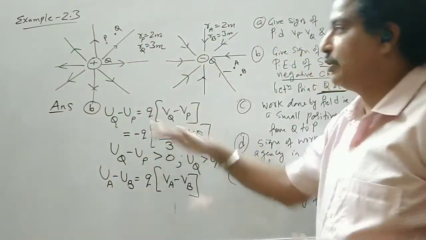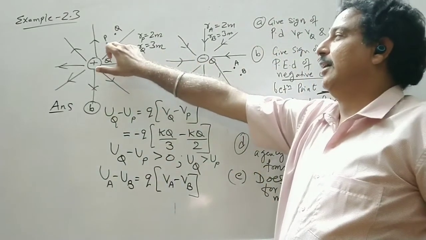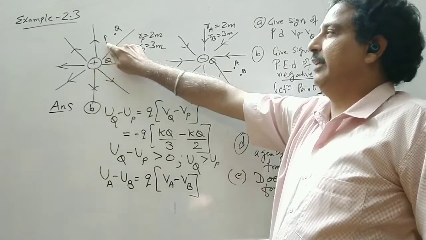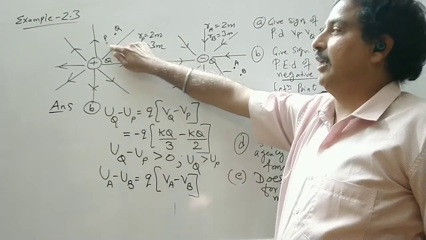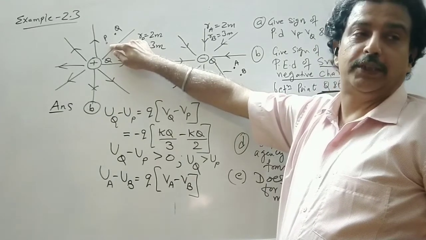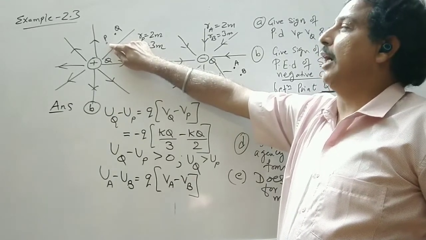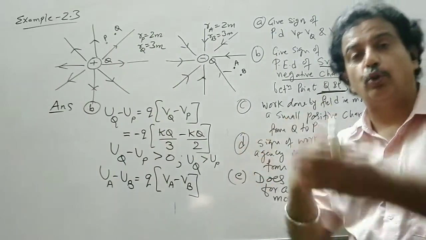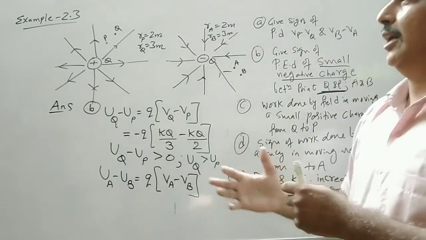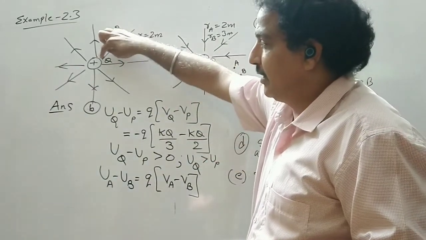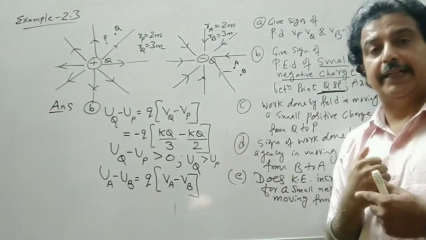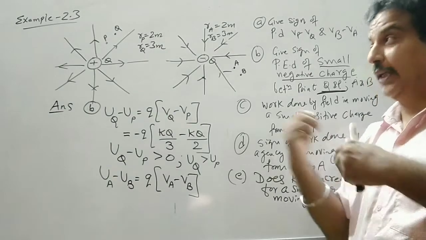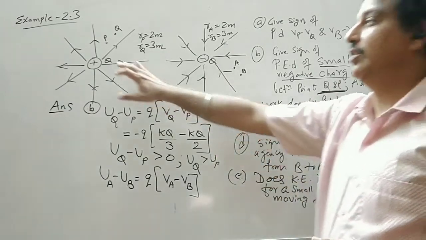So instead of this solution, I can directly tell you. So right here we have a negative charge. Final minus initial. So initial is P. So I want to direct the negative charge away. So I have to do work against, because this positive charge will try to attract the negative charge. So I have to do work against the charge.